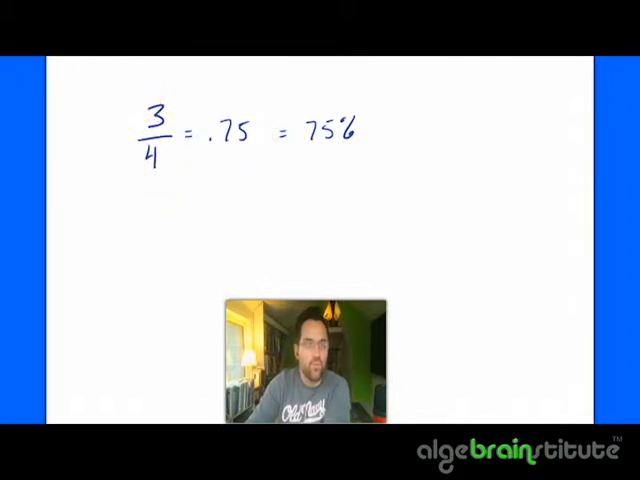So why is this the same as 0.75? Because what this says is, this actually says 3 divided by 4. That's what this per means. And this means there's 75 per 100. Right? 75 over 100 is equal to 0.75.